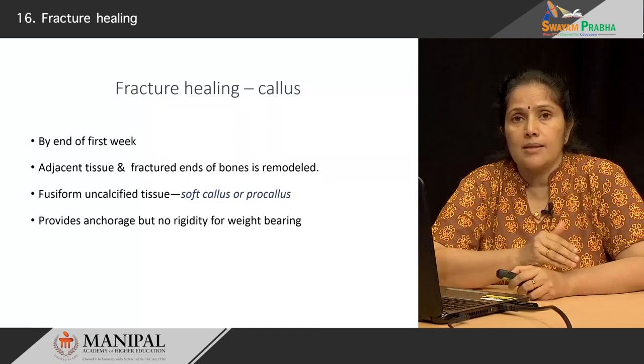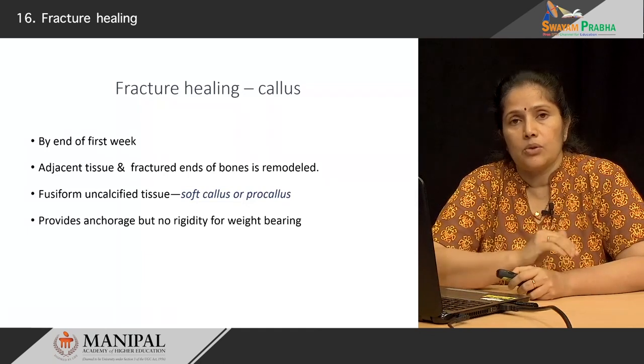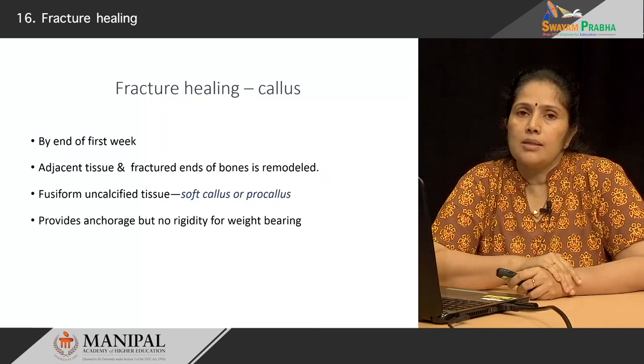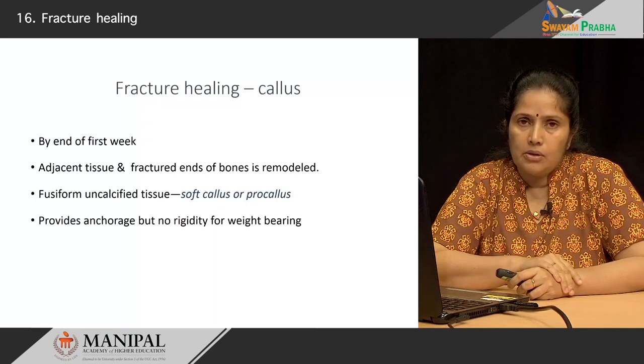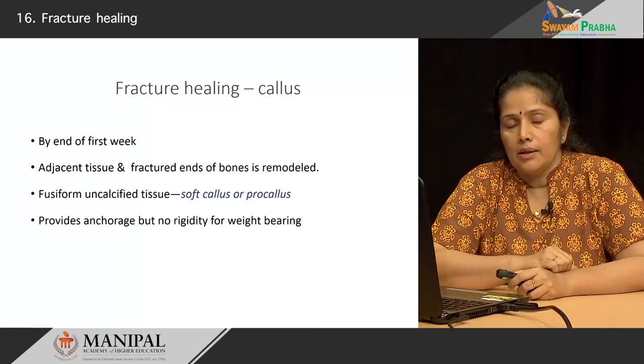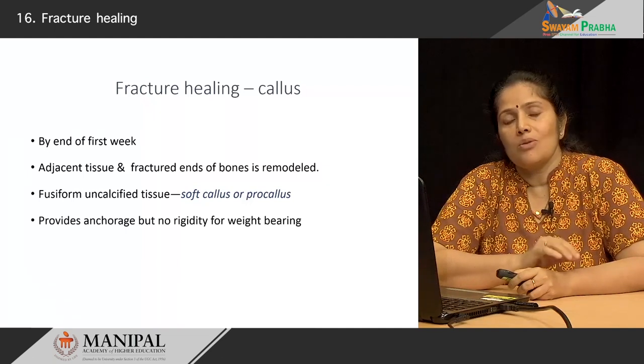So, it is on this that the bony tissue is going to be laid down. So, what is the work of this procallus? It provides a kind of anchorage for holding the broken ends together, but remember that it provides no rigidity.